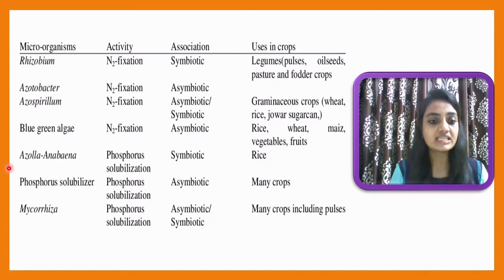Okay, then Azolla or Anabaena, they do phosphorus solubilization. They are responsible for phosphorus fertilization and they are symbiotically attached. Then the phosphorus solubilizer is one kind of bacteria group, which are called phosphorus solubilizer bacteria, responsible for phosphorus solubilization, and they are asymbiotic bacteria. Then last is mycorrhiza, a fungus and root association, also responsible for phosphorus solubilization, and they are asymbiotic and symbiotic also. So this is the list which we can use as biofertilizers.